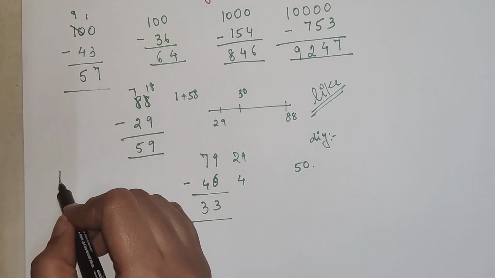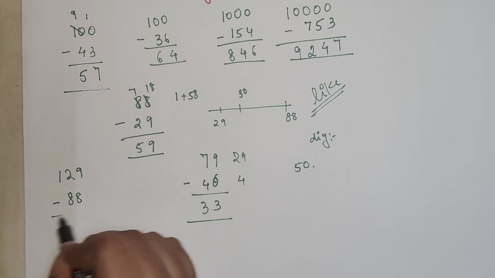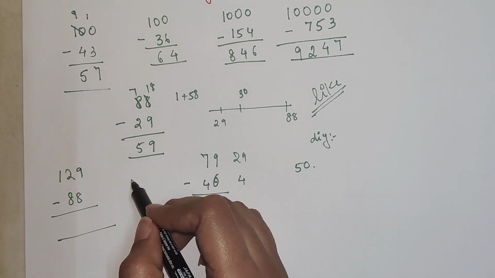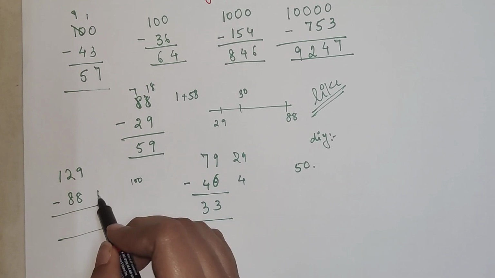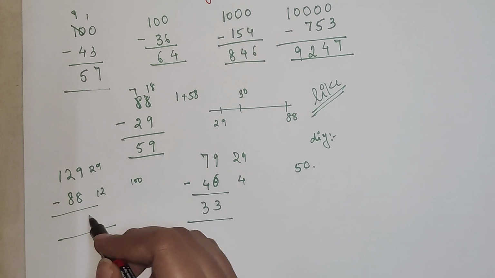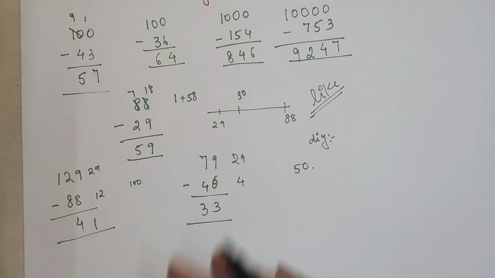Now see, this I took big numbers. Now imagine if I had to subtract 88 from 129. So now let's take the middle number as 100. So this is 12 away from 100, and this is 29 away from 100. So this gets you 11, 1 carry, 41. That is your answer. Correct? So you saw this is getting much, much easier.